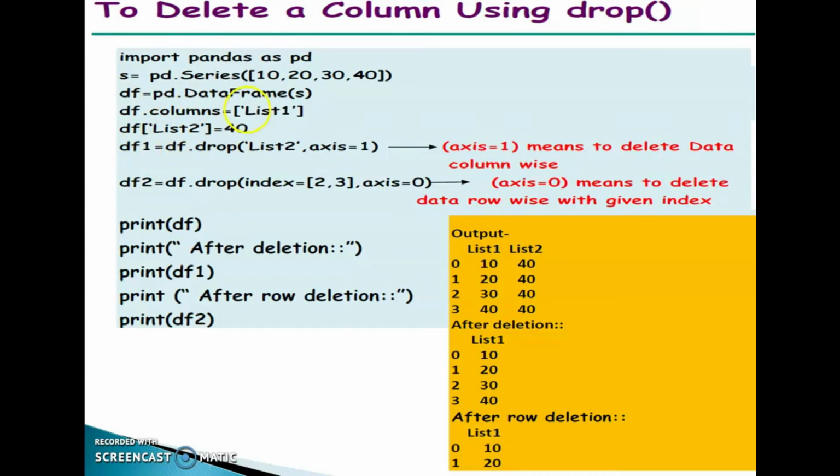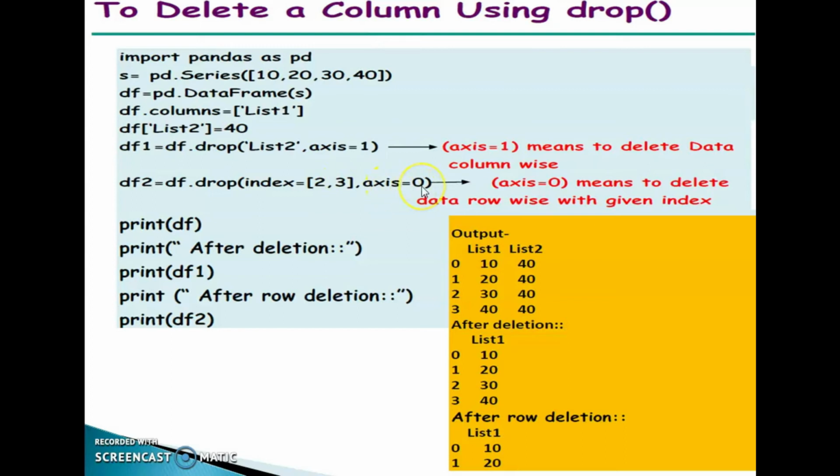Clear? This list 2 column is deleted from this df object and that data frame object is stored in another data frame object, that is df1. Okay. Then next statement, df2 is equal to df.drop, index is equal to 2, 3.